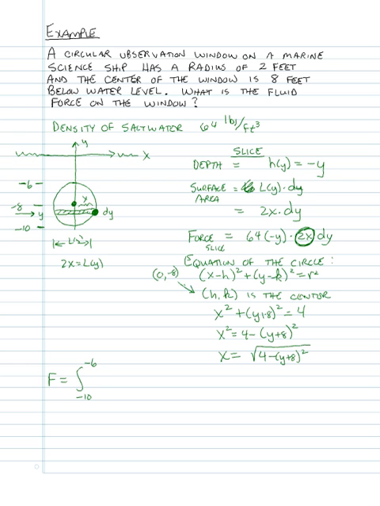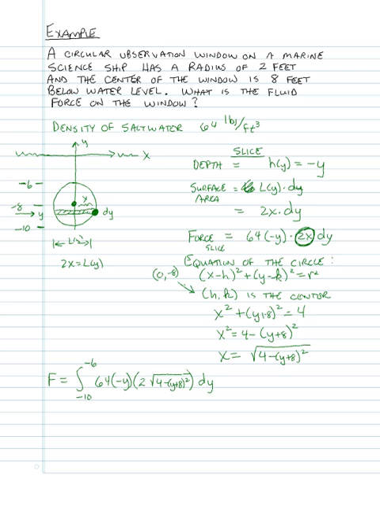Now what are we integrating? Well, we're integrating the force for a single slice. Remember, this integration adds up all of those forces. So for a single slice, we have 64 times negative y from above times 2 times x. The x is the square root of 4 minus (y plus 8) quantity squared, and then, of course, dy.